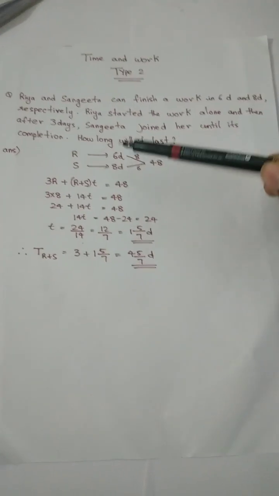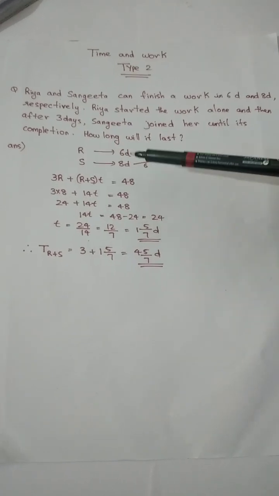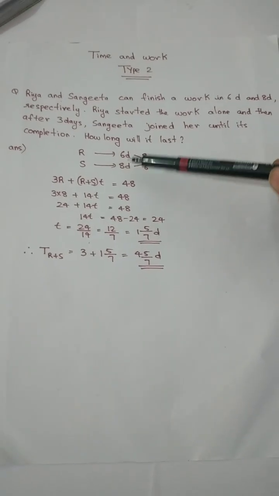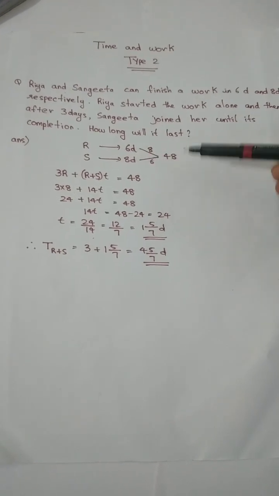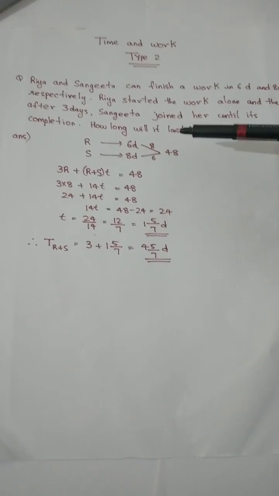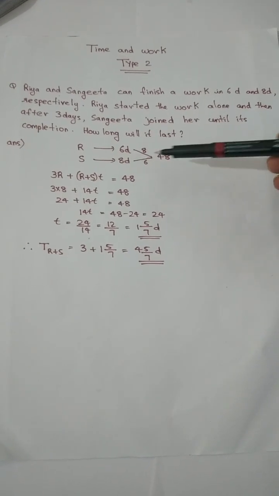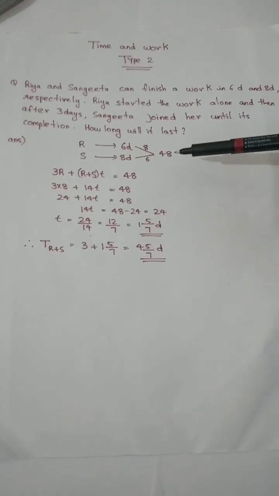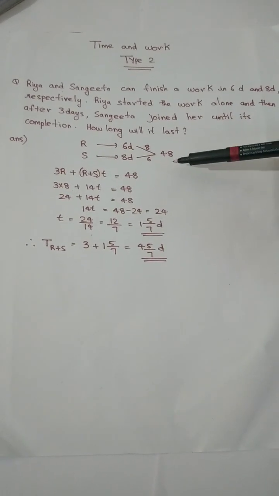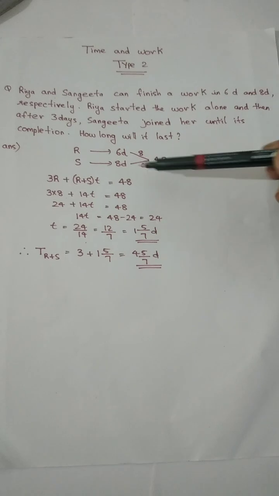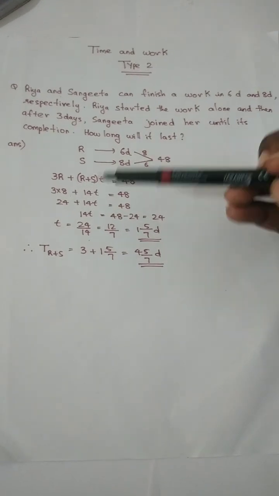Ria would be 6 days and Sangeeta would be 8 days. So taking the LCM or any number that's divisible by both, it would be 48 or 24 or 72. Any number can be taken. So 6 and 8 can be divided by 48. So 48 would be the LCM. So 6 into 8 is 48 and 8 into 6 is 48. So next step is crucial.